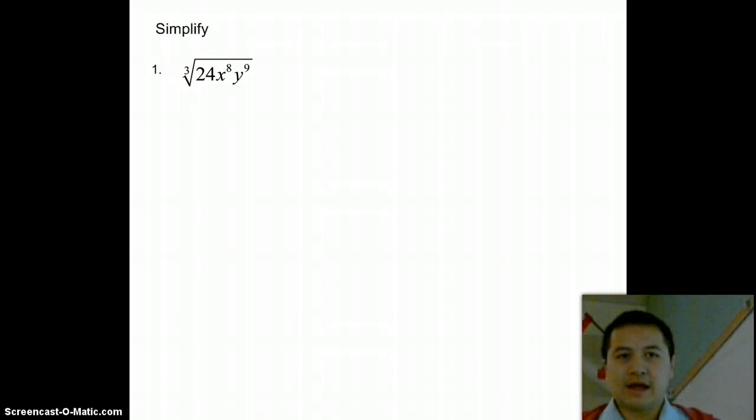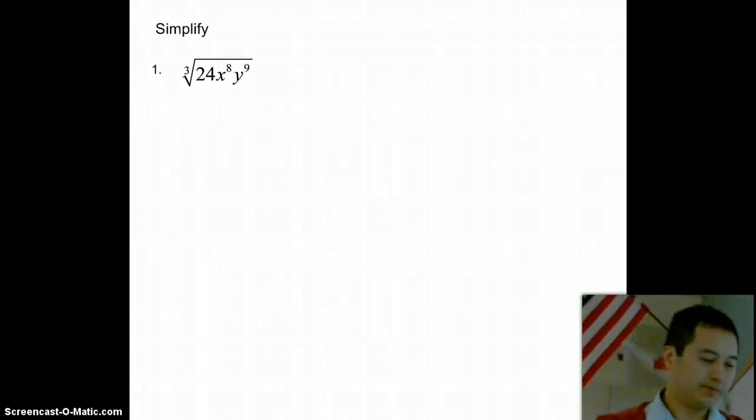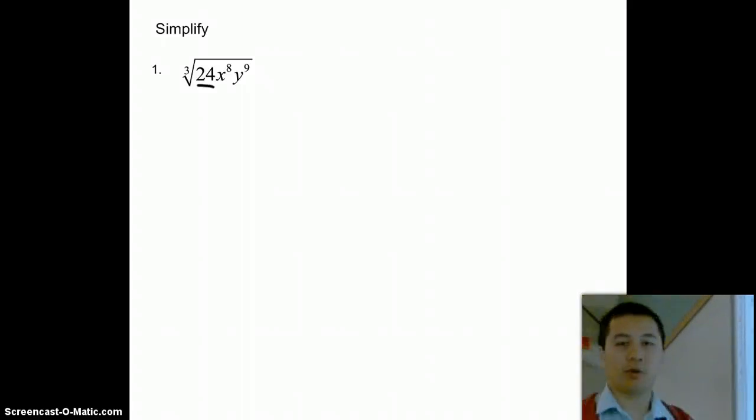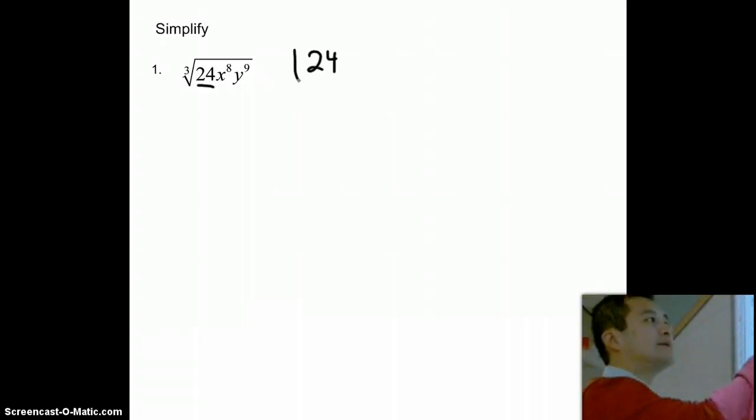Let's do something like this. How do you find the cube root of 24x to the 8th y to the 9th power? First of all, we break it down one at a time. Let's break down 24. Cube root of 24. I'm not sure, so I'm going to break that down.